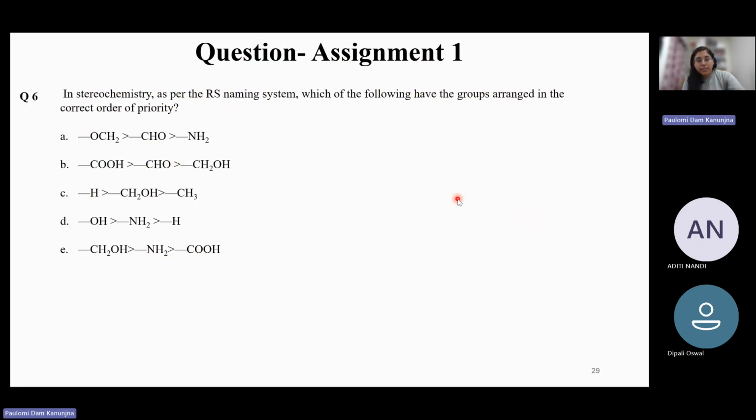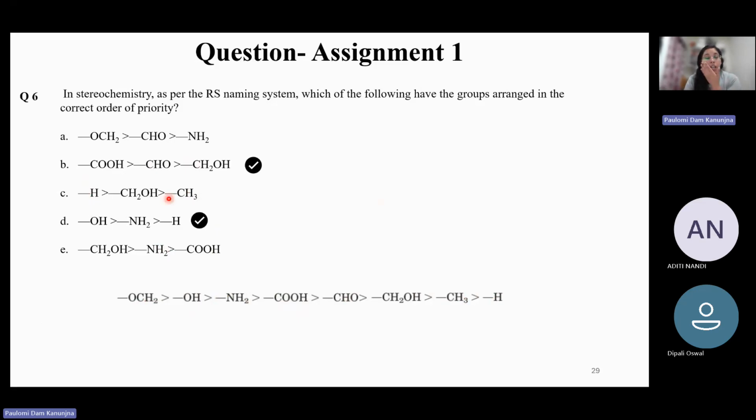Since we have a lot of questions after this also to discuss, I will just quickly go to the answers. It's basically, if you remember, the order of priority while you are naming using the RS system. So OCH2, OH, NH2, COH, CHO, CH2OH, CH3, and H. When you look into this order, these are the correct options. So remember this order.